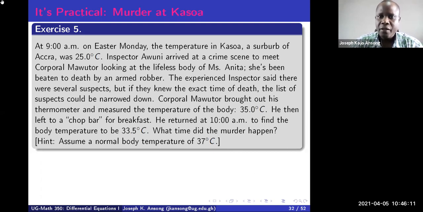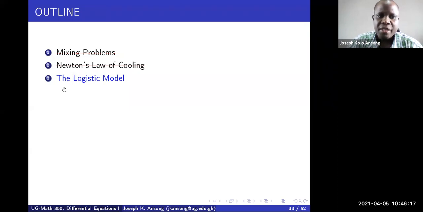Good. So I'll end this third example on the modeling with first order differential equations. And then when we come back, we'll end with the logistic model, or the population models. So that will be it for this one.